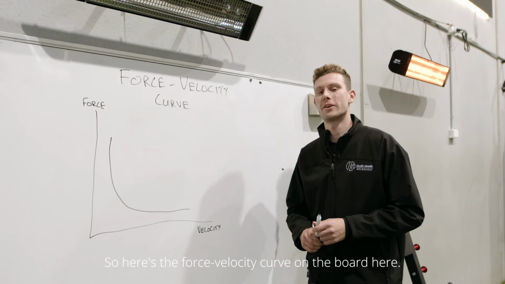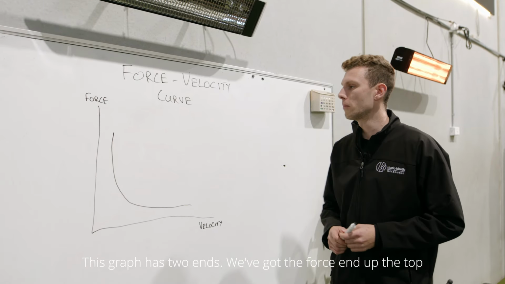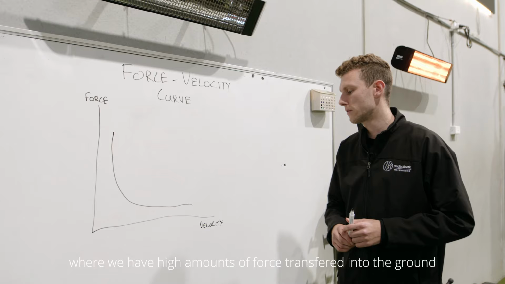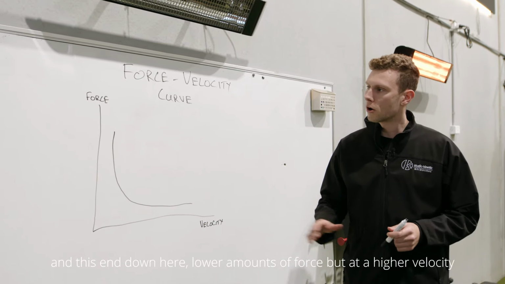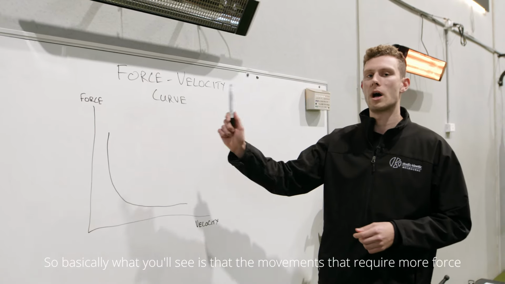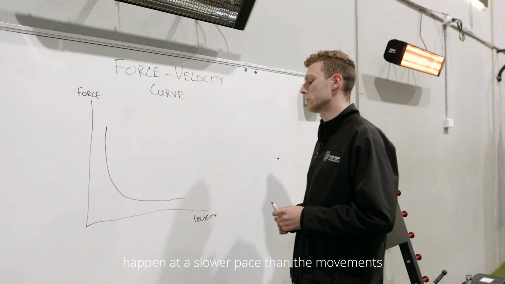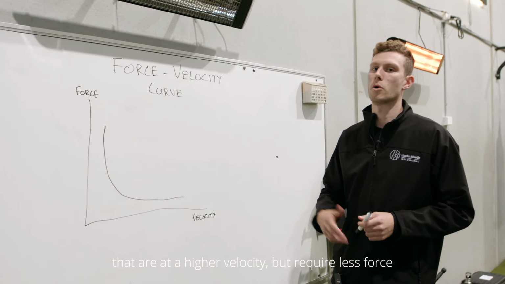So here's the force velocity curve on the board here. This graph has two ends. We've got the force end up the top where we have high amounts of force transferred into the ground, and this end down here, lower amounts of force but at a higher velocity. So basically what you'll see is that the movements that require more force happen at a slower pace than the movements that are at a higher velocity but require less force.